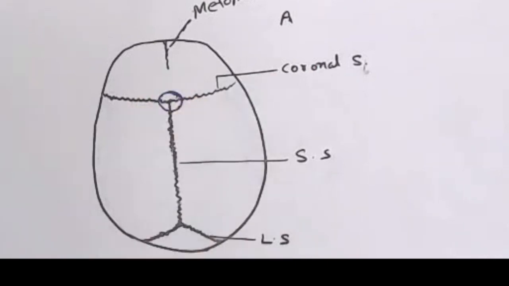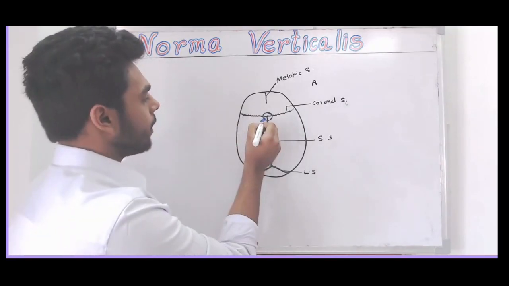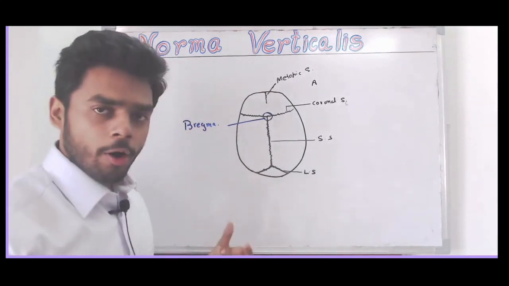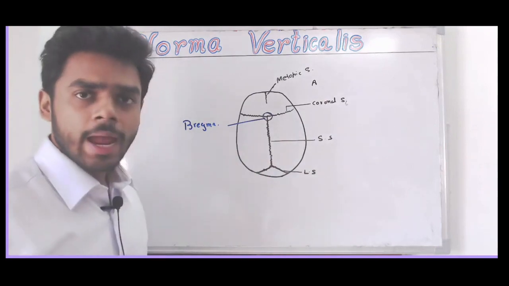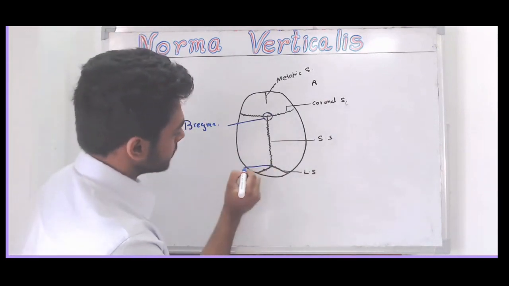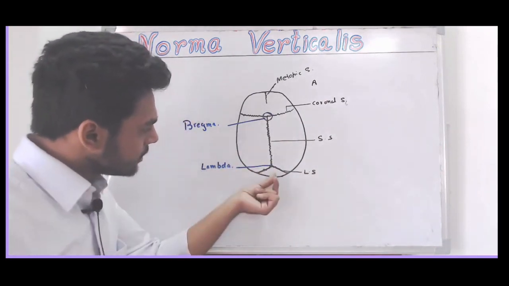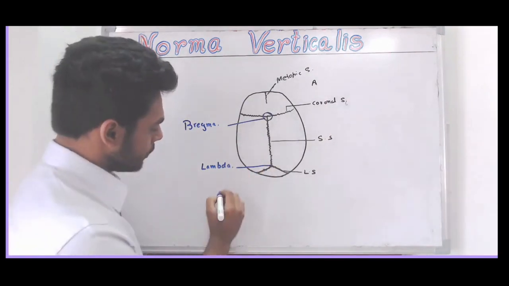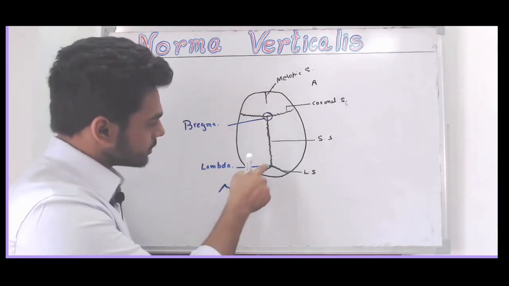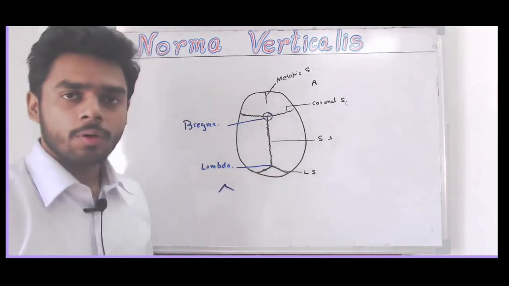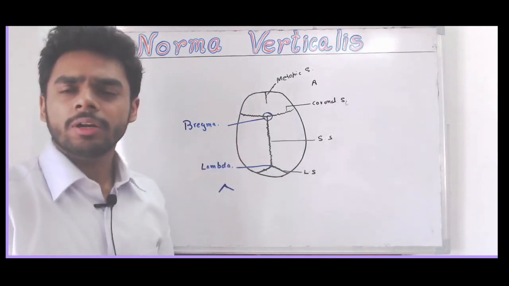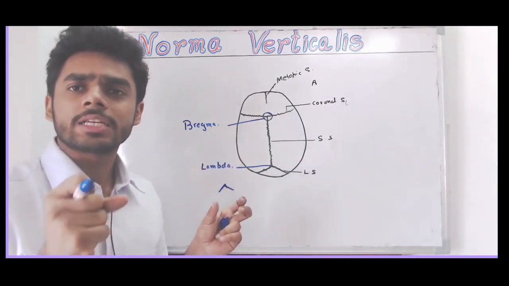The point at which the coronal suture and sagittal suture meet is called bregma. And the point at which the sagittal suture and lambdoid suture meet is known as lambda. Since this suture looks like the letter lambda, that's why the name lambda comes. Now bregma, we discussed that it is the point at which the coronal and sagittal sutures meet.